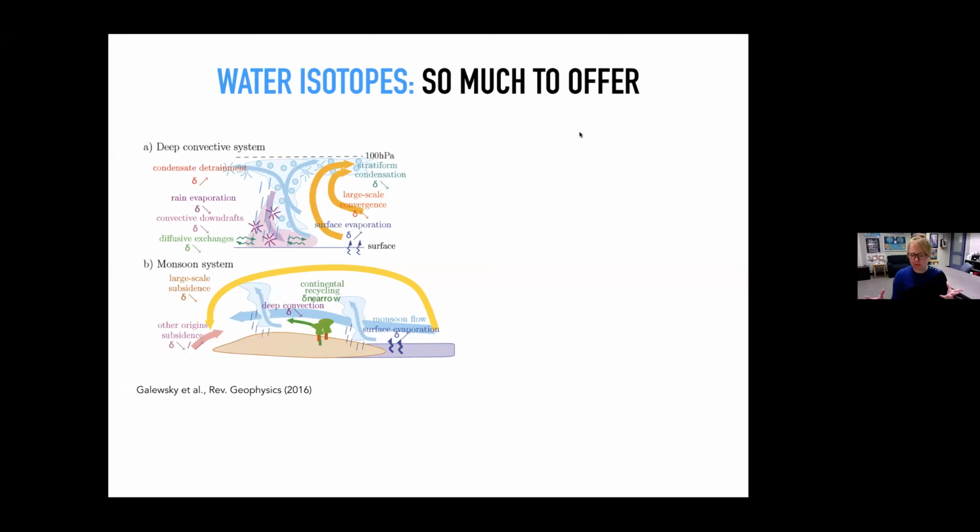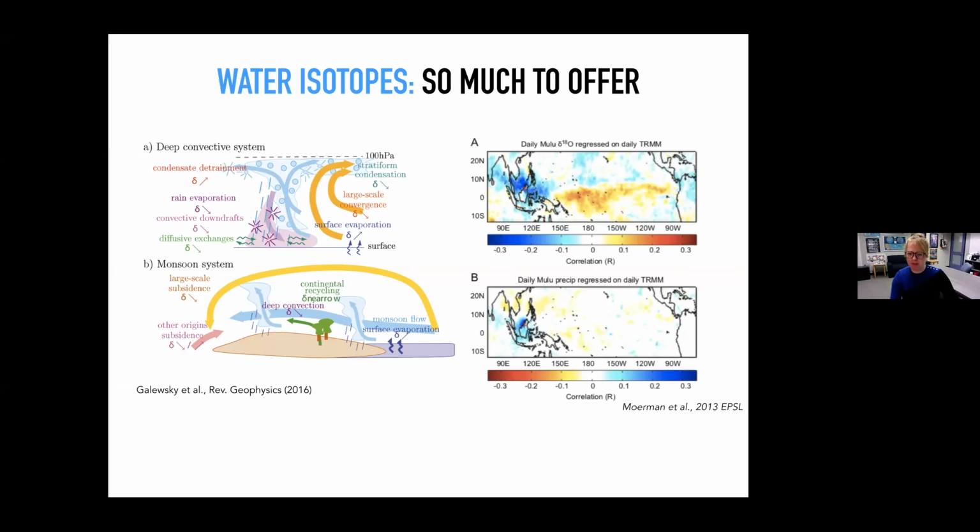I really like this summary figure from Joe Galewsky's review paper from 2016 that just shows all the ways in which small scale changes in deep convective systems or in monsoon systems can affect the water isotope ratios in local environments that we measure. And then from a large scale circulation perspective, this figure from Jessica Moerman's paper looking at oxygen isotopes in cave drip water shows the correlation between precipitation delta 18O and regional precipitation as compared to just the local precipitation alone. And this really shows that the water isotopic imprint at the site is giving us a whole tropical Pacific regional signal rather than just local information.